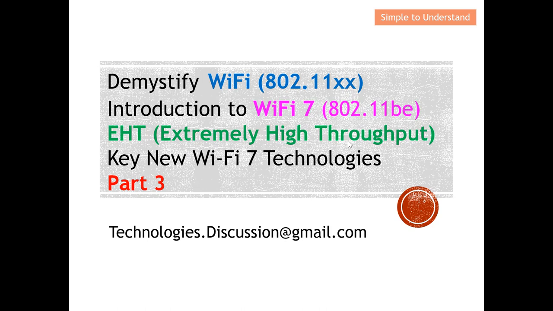One of the interesting Wi-Fi 7 features is that it supports extremely high throughput, which means that Wi-Fi 7 can deliver a high data rate, which has huge speed and also very low latency. So that's why every one of us is so excited for Wi-Fi 7 to come on board. This video, I'm going to explain what the key new Wi-Fi 7 technologies are that make this extremely high throughput possible. This will be part 3 of the series of discussions on Wi-Fi.